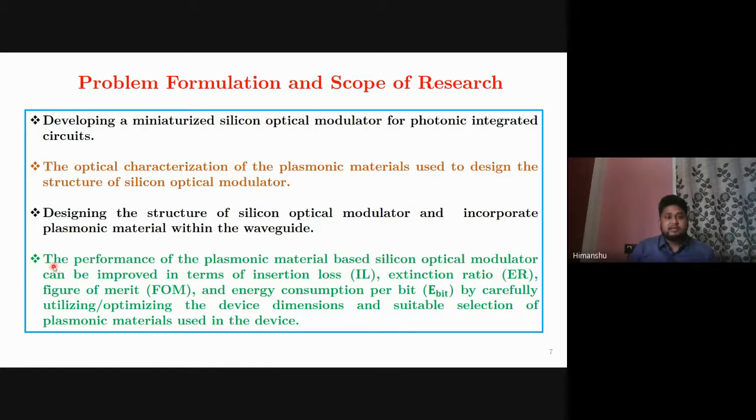And the last one is that the performance of the plasmonic material based silicon optical modulator can be improved in terms of the performance metrics, which are IL, ER, FOM, and EBIT, by carefully selecting the device dimensions with a suitable selection of plasmonic material used in the device.